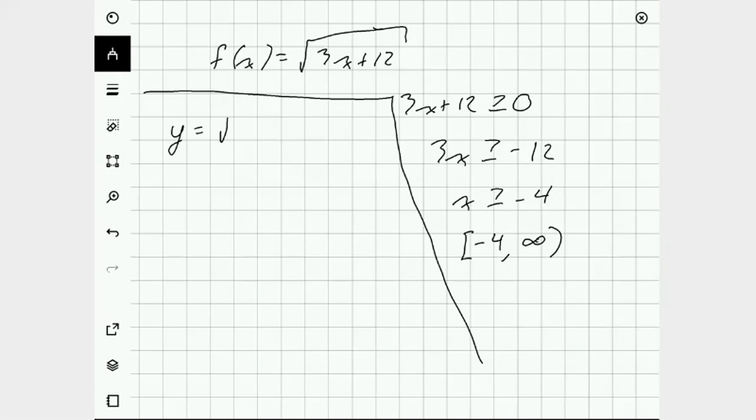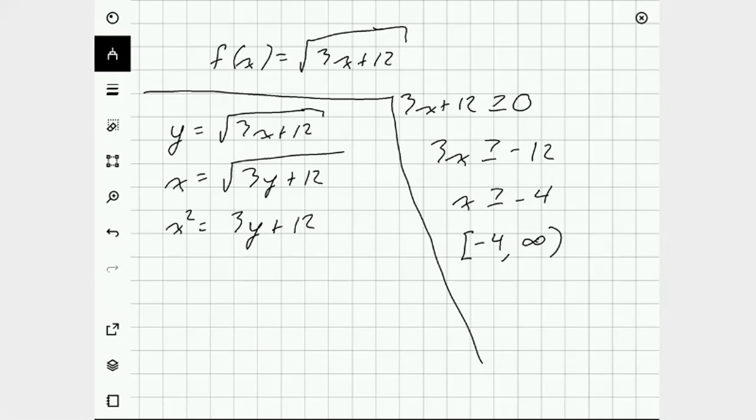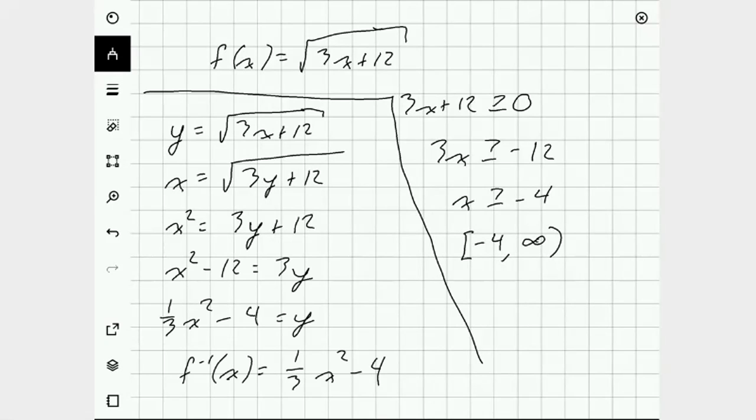I'll write this as y equals the square root of 3x plus 12, and then I'll swap my x and my y so that I have x equals the square root of 3y plus 12. Solve for y, first by squaring both sides of the equation, then subtract 12 from both sides of the equation, and divide by 3. To get the inverse function in this case is going to be f inverse of x is 1/3 x squared minus 4.